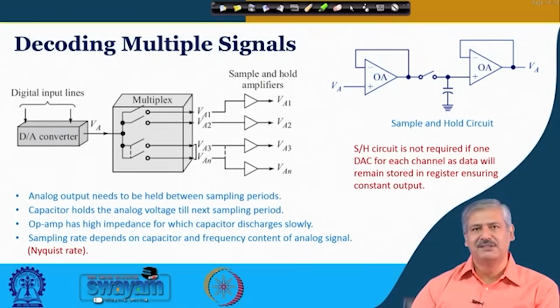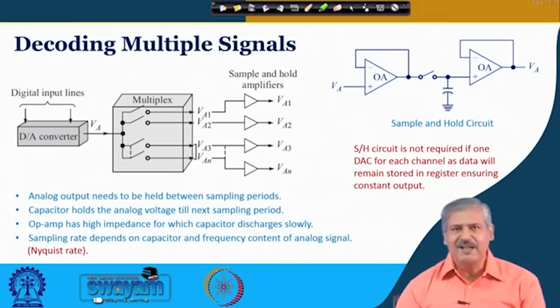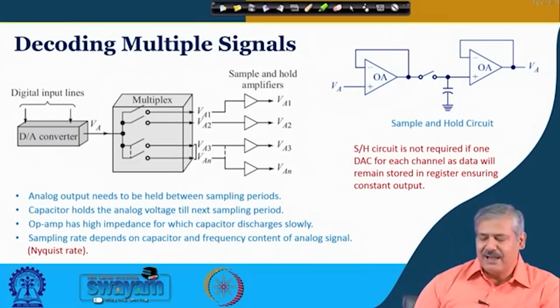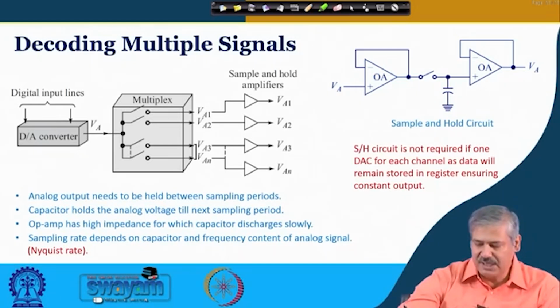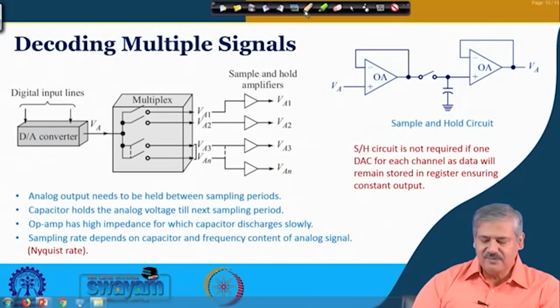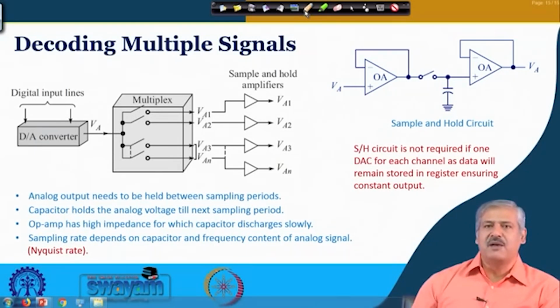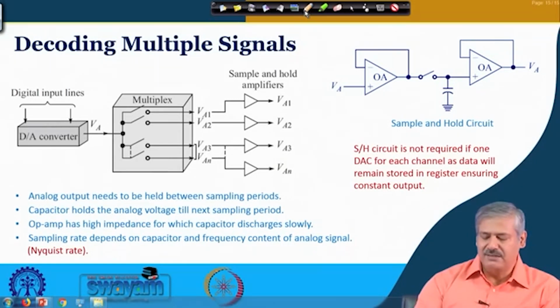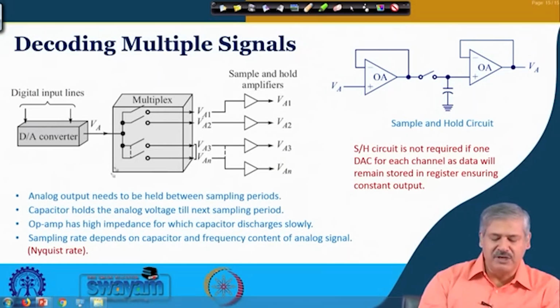Is it fine? Okay. But in this arrangement we need some additional circuitry, and we are discussing that part over here. So, what is it? This analog output that is coming for a particular channel. So, these are the digital input lines.